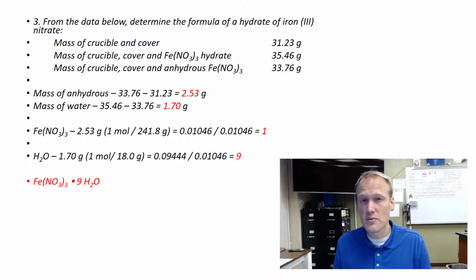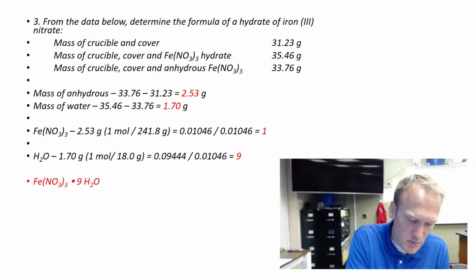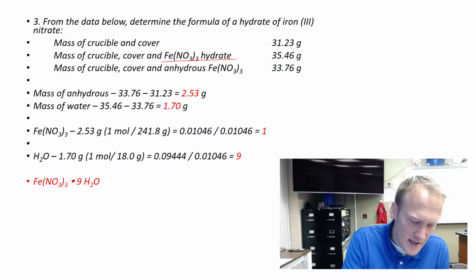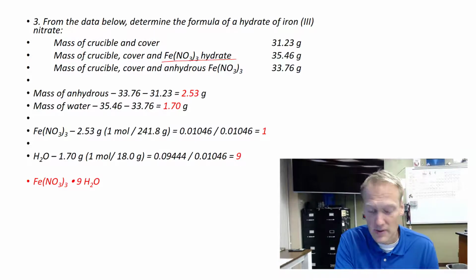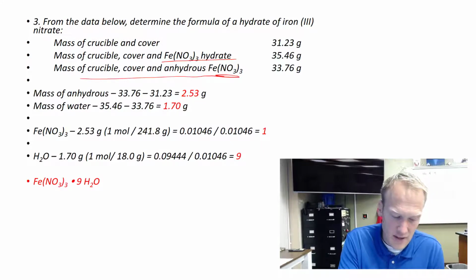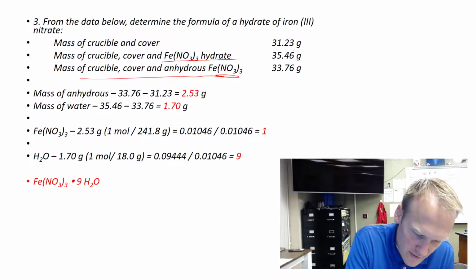We go through this example because it's a lot like what we're going to be doing in lab. We have a crucible and cover, and then we have a crucible and cover with a hydrate that we're going to put in it, and then we're going to heat it up and have just the crucible and cover and the anhydrous left. The reason we give you these numbers is because we want you to be able to think through how you get just the anhydrous and the water. So the difference between these two would be the water, which is what we have here.